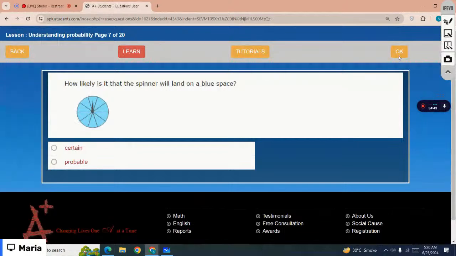How likely is it that the spinner will land on the blue space? Which is the correct option? How likely is it that the spinner will land on blue? That is certain because all of the portions are blue, so certainly it will land on blue.